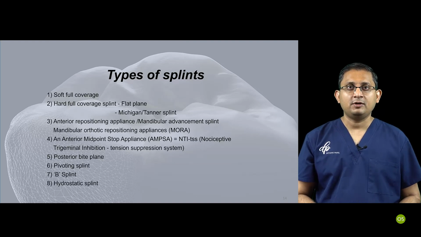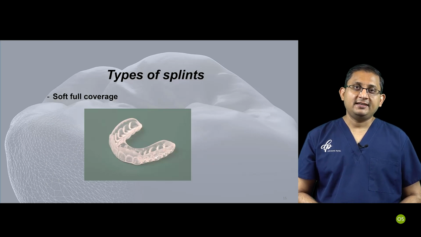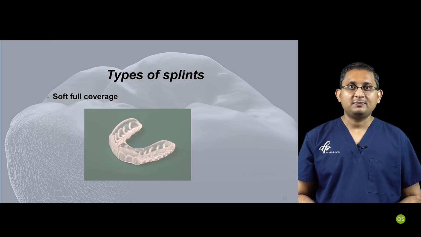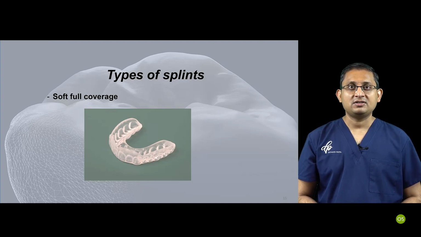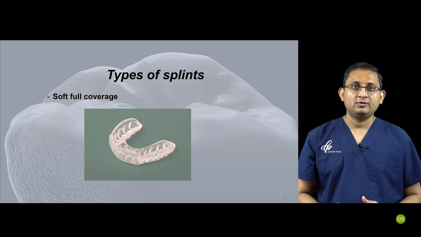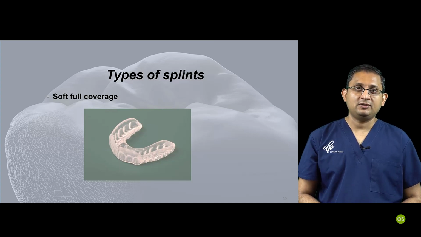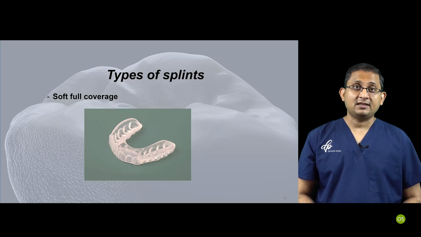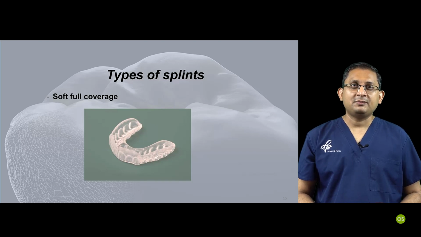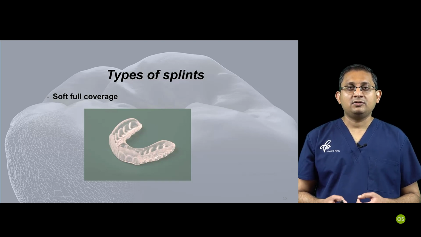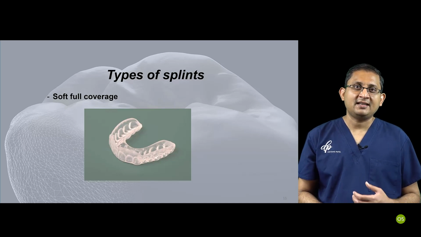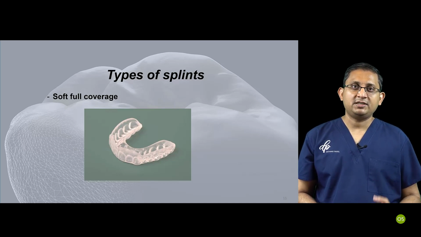So let's look at them one by one. The first one is the soft full coverage splint, and this is a go-to splint for general dental practitioners who want to give something quick fix to the patient. I've used it as well, and I still use it in very selected cases where I want something very quick, immediate to give to the patient. However, what it does is it protects for a while, but you cannot adjust the splint, and that's why it doesn't help with the particular cause.